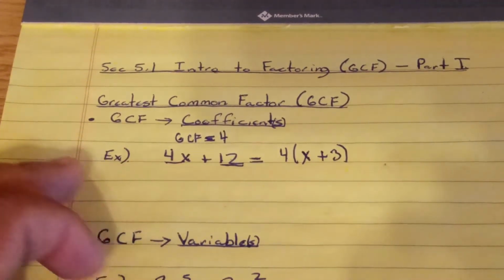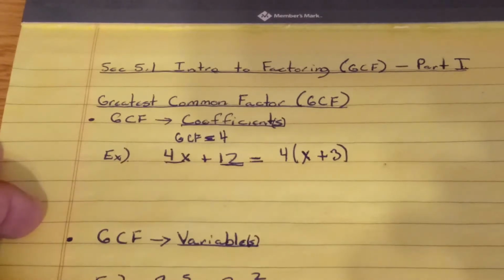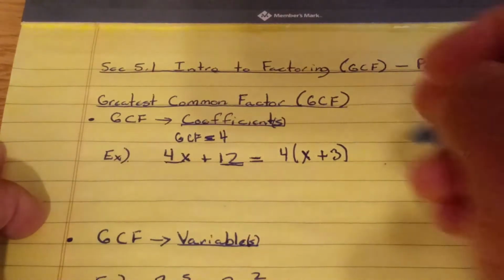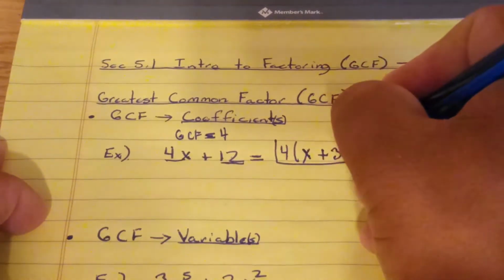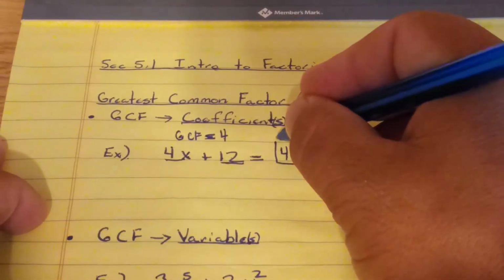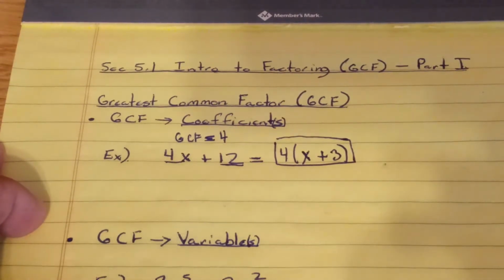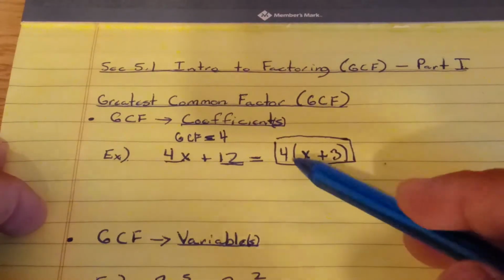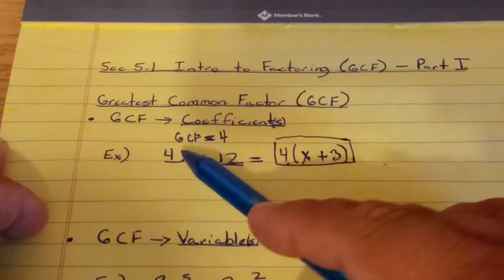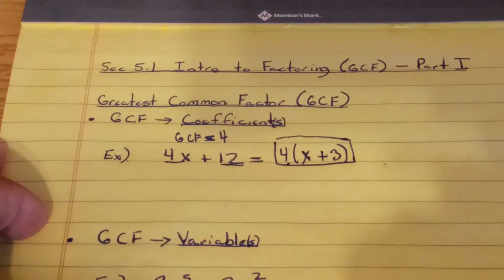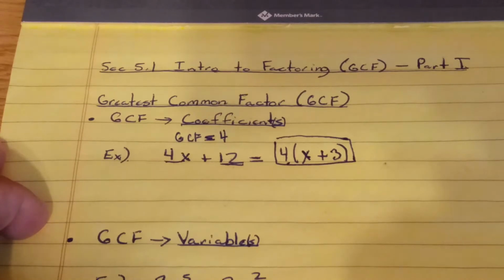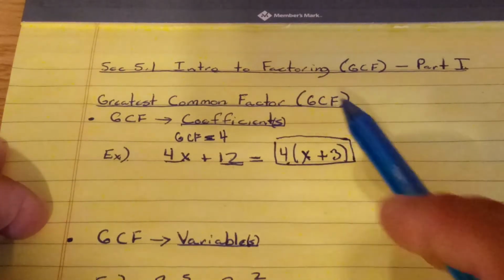So if we take a look, this will be the answer for this particular one. So all we did here was just factor out a coefficient. And the coefficient, the greatest common factor of them, was the 4. Now if you want to verify whether this is correct or not, all you really have to do is just redistribute the 4. 4 times x will give you 4x. 4 times 3 will give you the 12. And it's that simple.